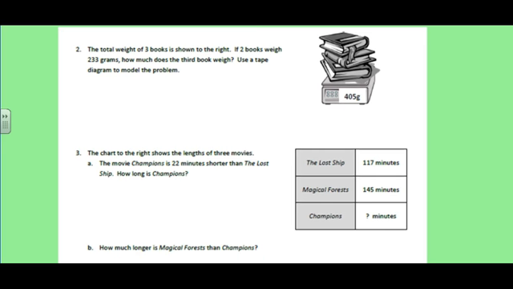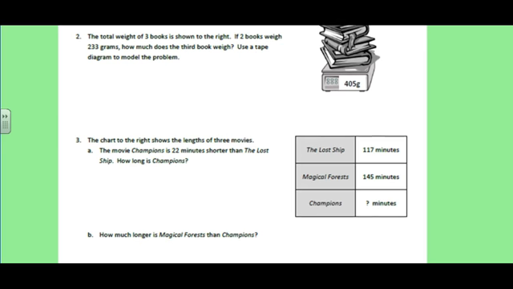Okay, now we're finally ready for the back side. Number 2 says, the total weight of 3 books is shown to the right. So we've got 3 books that equal 405 grams. If 2 books weigh 233 grams, how much does the third book weigh? It says use a tape diagram to model. We're not going to use a tape diagram. We're just going to use our place value chart.